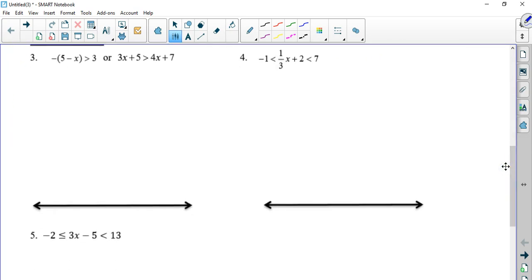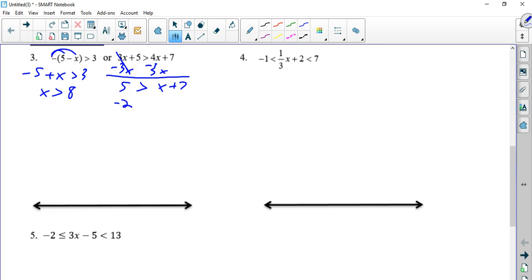All right, number 3. On this one, we need to distribute the negative sign. So that gives me negative 5 plus x greater than 3. I'm going to add 5 to both sides, which gives me x is greater than 8. Over here, I'm going to subtract 3x. I'm going to move and have positive x's. Just my decision. Doesn't really matter. 5 is greater than x plus 7. If I subtract 7, I'm going to get negative 2, and I'm going to get greater than x. But remember, that's really x is less than negative 2.